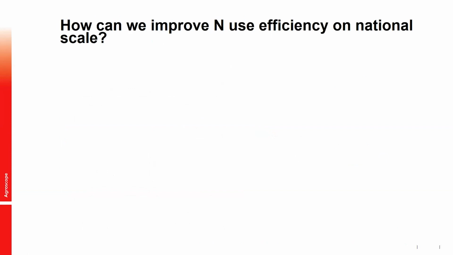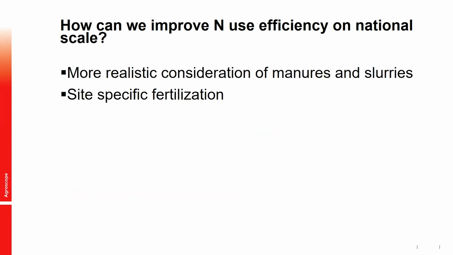And with that, I will come closer to my final slide and ask, how can we now improve nitrogen use efficiency on a national scale? The two examples I showed basically say that a more realistic consideration of our organic fertilizer resources, being manures and slurries, could help a lot. And site-specific fertilization, on the other side of our farm balancing system, can also contribute significantly to a reduction of nitrogen use and subsequent loss in our systems.